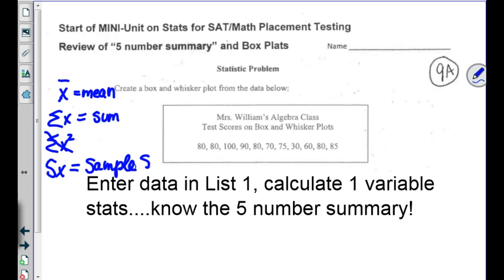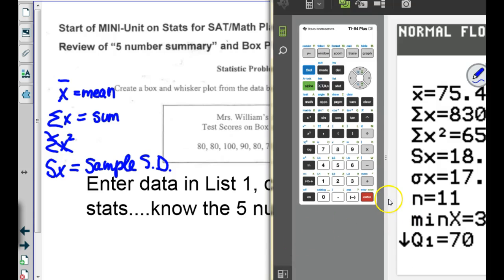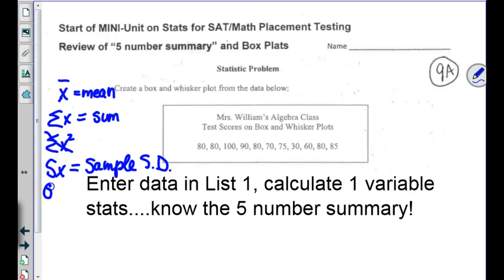Sample standard deviation, okay? We'll talk more about that later, but I just want to tell you what these mean. The next one, sigma x, is the population standard deviation. When I ask for the standard deviation, this is the one we're going to use most often, the population standard deviation, unless we're specific, okay?